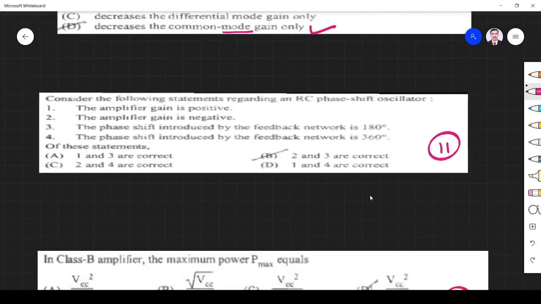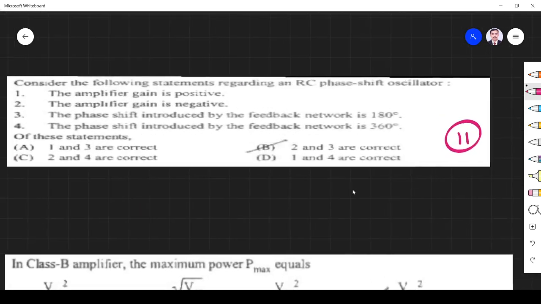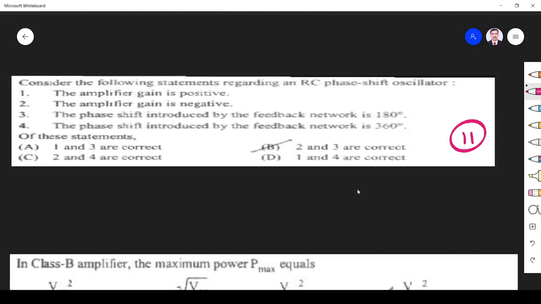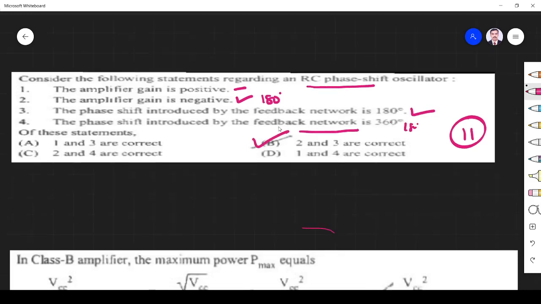Okay. Next question. Consider the following statements regarding the RC phase shift oscillator. The amplifier gain is positive? No. The amplifier gain is negative? True, because it is using a transistor amplifier, so it will produce 180 degrees. The phase shift introduced by the amplifier is 180 degrees, so the gain won't be positive. And the phase shift introduced by the feedback network is not 360 degrees, it is 180 degrees. So options 2 and 3 are correct.